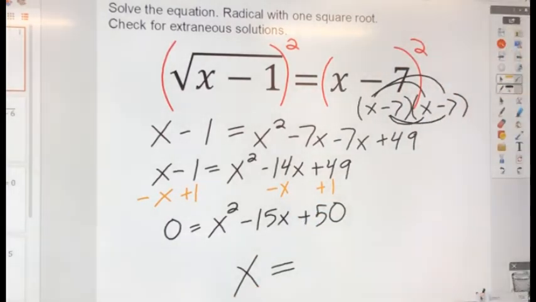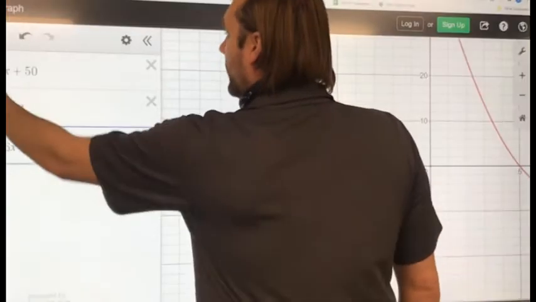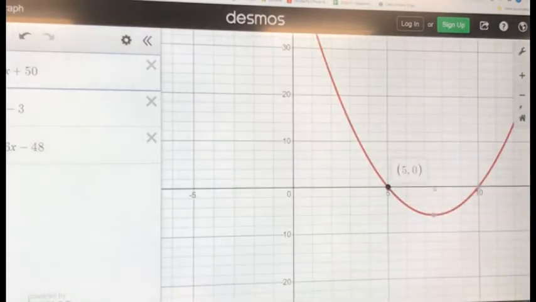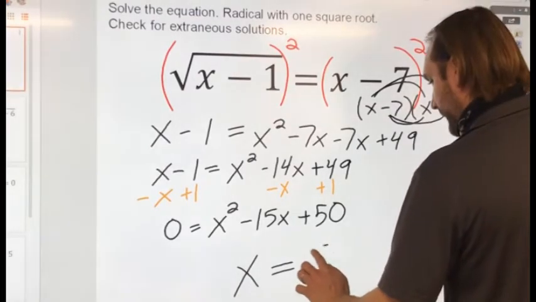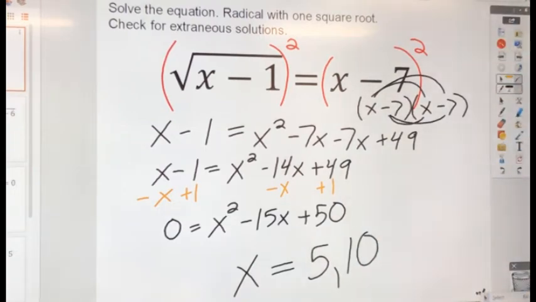Now to solve this, I should probably graph it like I've done here. Graphing it, I see my solutions are 10 and 5. So 5 and 10. Now we're not done yet, are we? We need to check for our extraneous solutions.